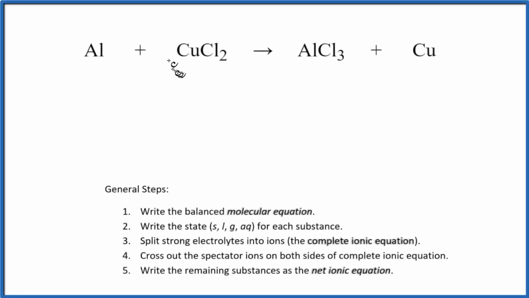In this video, we'll write the net ionic equation for Al plus CuCl2. It's aluminum and copper(II) chloride. Let's see, the first thing we need to do is balance the molecular equation.